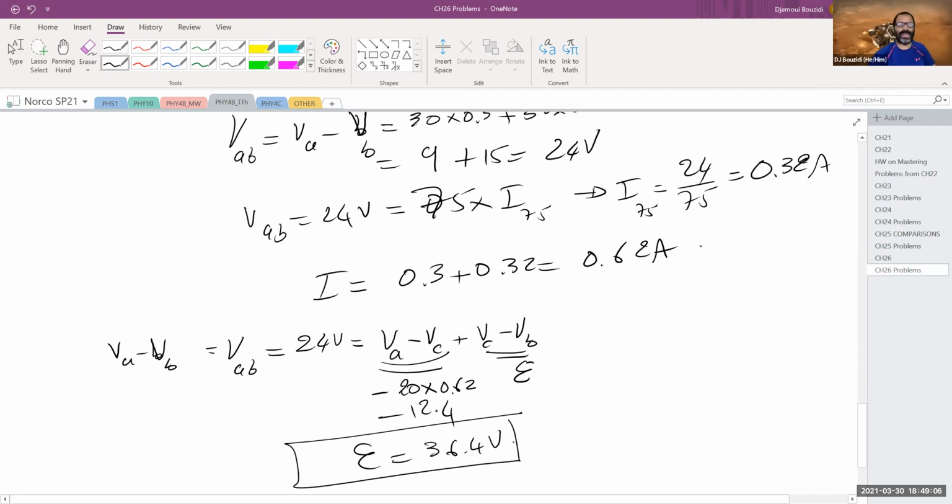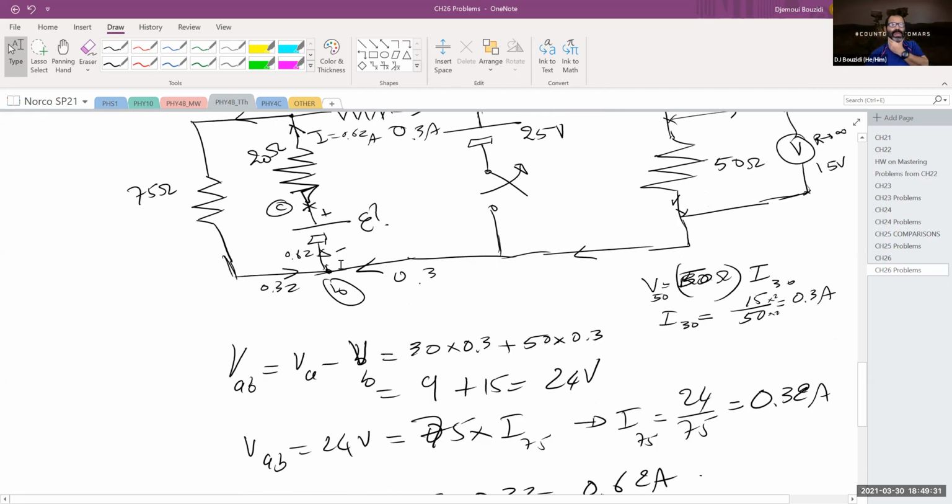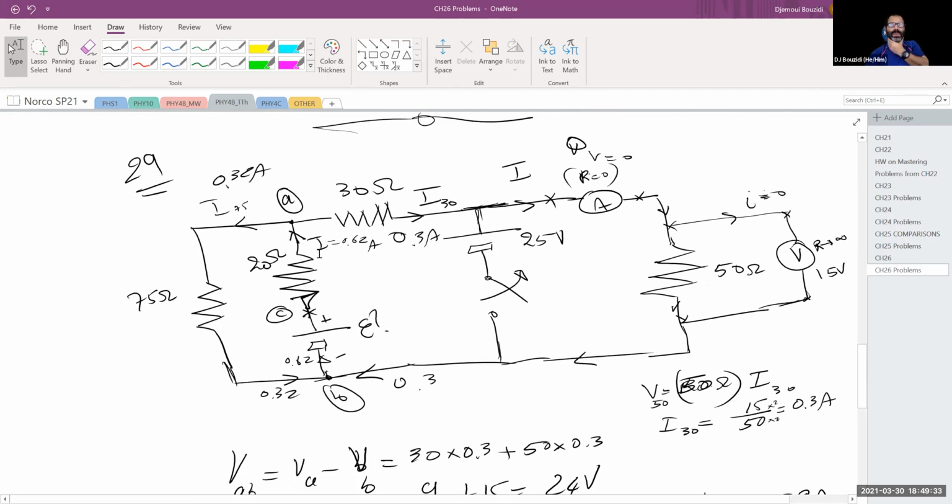So that's how much EMF is in here. Okay. If you're calculating VB minus VA, if you're doing it in the opposite direction, VB is at a lower potential than VA. So the whole answer is going to be negative 24. Then you're going to go and rise in potential here. You're going to go from negative to positive. So you're counting the drop in potential. So it's going to be a minus epsilon. And in this case, it's going to be plus 24.